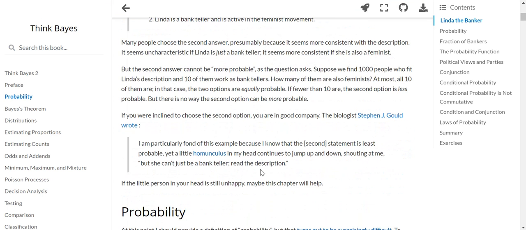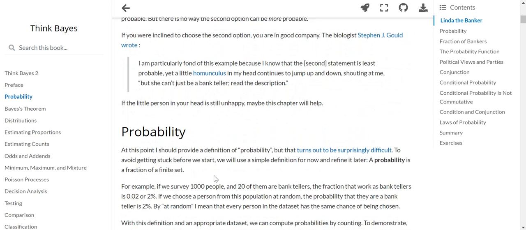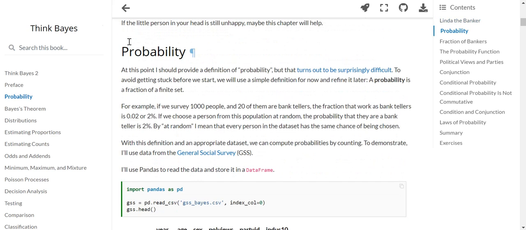That makes sense. So if you were inclined to choose the second option, you are in good company. The biologist wrote, I am particularly fond of this example because I know that the second statement is least probable. Yet a little homunculus in my head continues to jump up and down shouting at me, but she can't just be a bank teller, read the description. If the little person in your head is still unhappy, maybe this chapter will help. Okay, that was quite a good introduction.